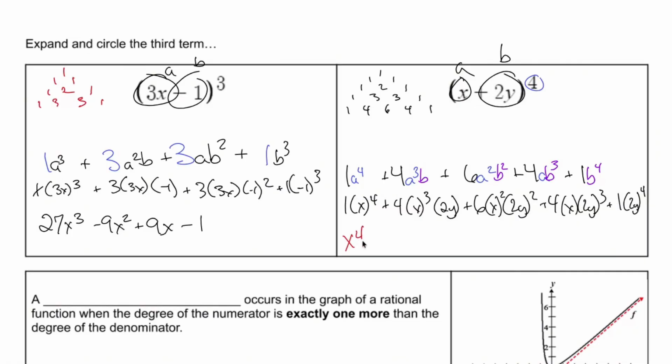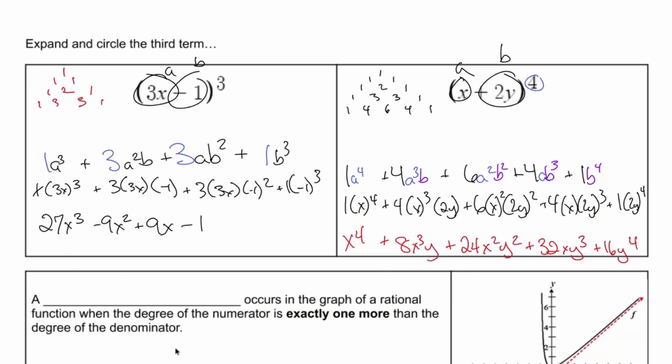1 times x to the fourth, x to the fourth. 2 times 4 is 8, so 8x cubed y. Plus 6 times 2 squared is going to be 6 times 4, which is 24. x squared, y squared. 4 times 2 to the third is 4 times 8, so that's going to be 32xy cubed. 2 to the fourth is 16 times 1 is 16, so we'll have 16y to the fourth. All right, so gross. But we did it.